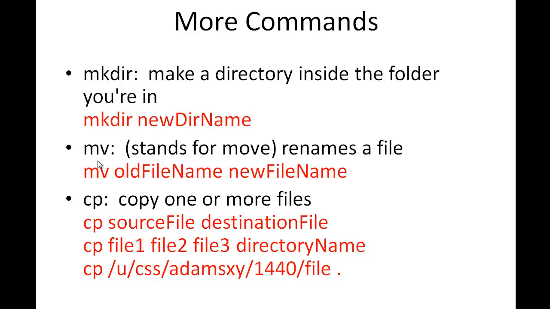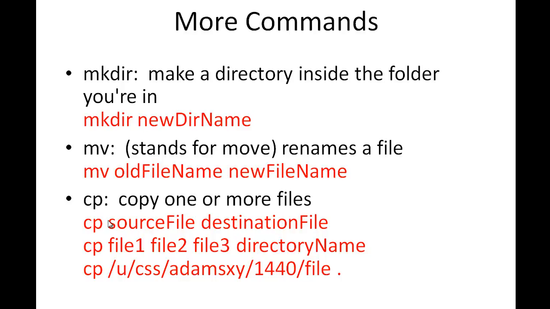MV is short for move. It's how you rename a file. You move it from one name to another. You specify it with move, your current file's name, and then the name that you want to give it. And you can actually move a file from one directory to another this way. These things become paths. This would be the path to the file where it lives now, and this would be the path to the place you want to put it.